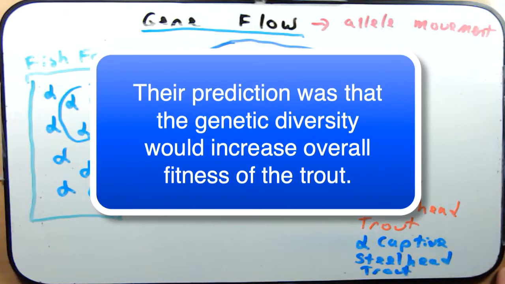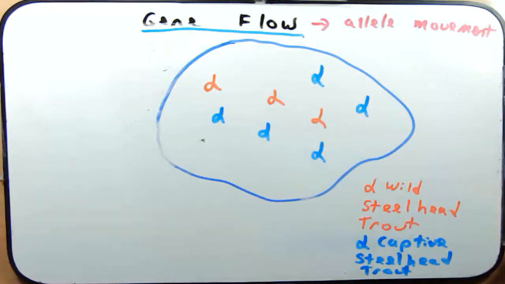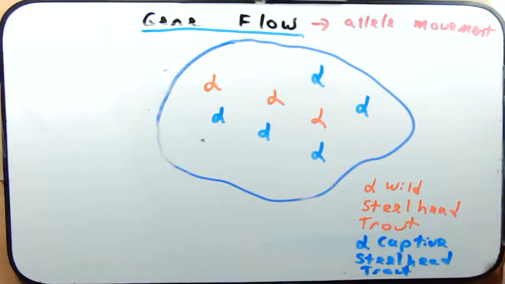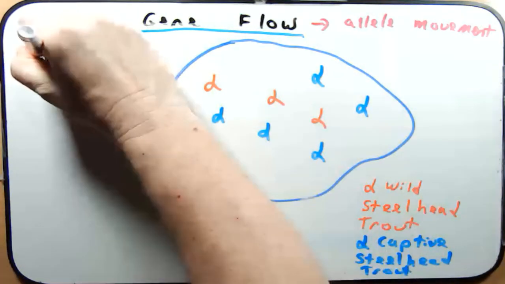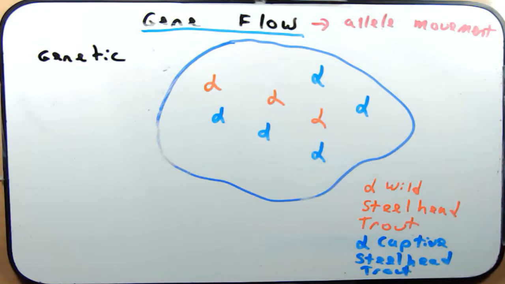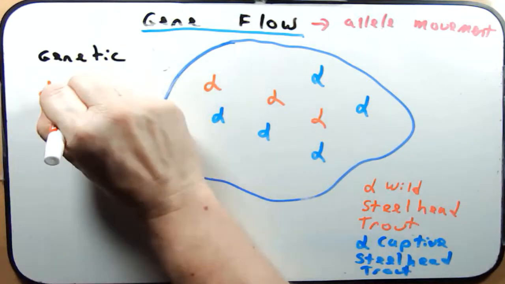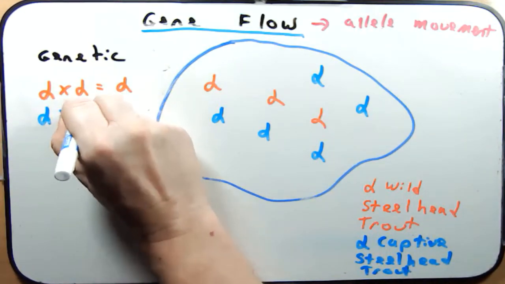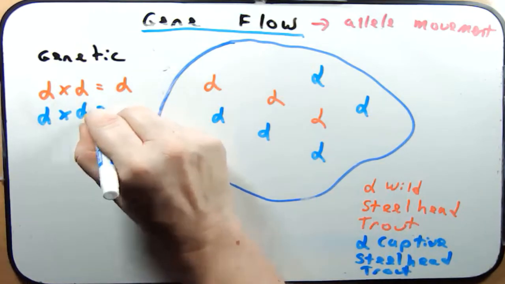But scientists wanted to check and see if that prediction was true. So this is what they did. They captured a large portion of the steelhead trout in this lake and they analyzed them using various genetic tools. And then they released them back into the lake. And these genetic tools allowed the researchers to determine if progeny were the result of two wild steelhead trout mating and producing purely wild steelhead trout, or if the progeny were the result of two captive trout mating to produce the progeny.